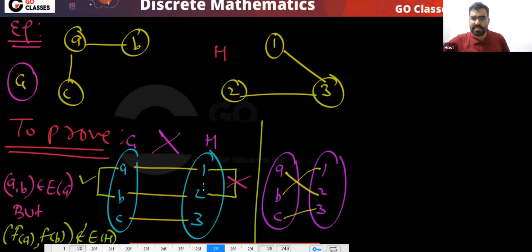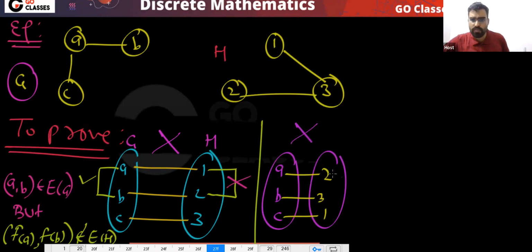Let's see, will this bijection work? So let me do this bijection. Will this bijection work? Please tell me. Will it work? This bijection will also not work.